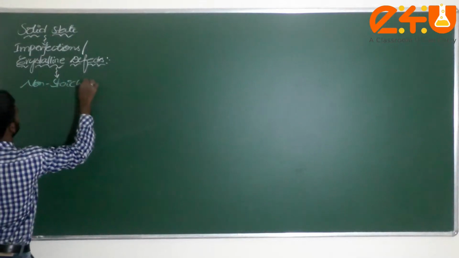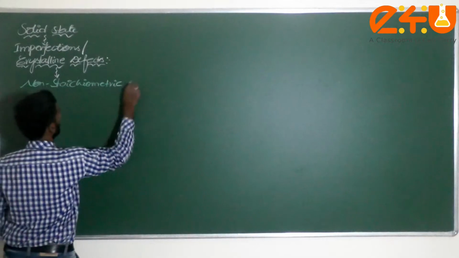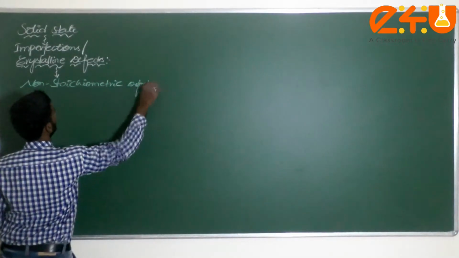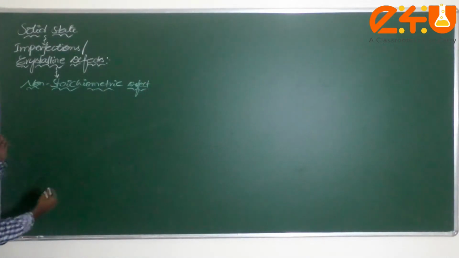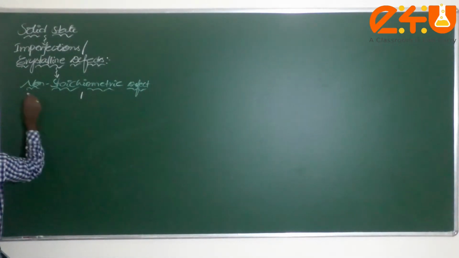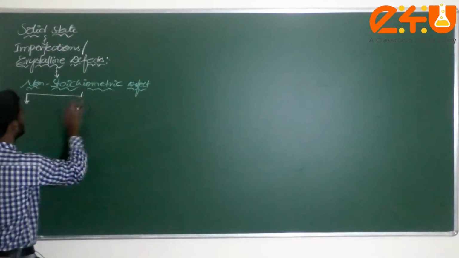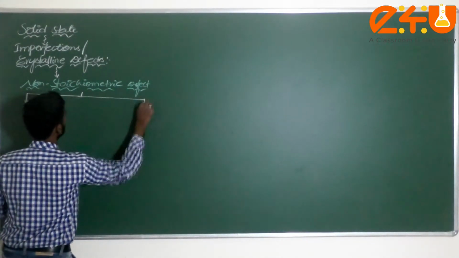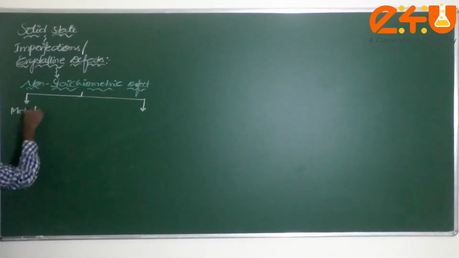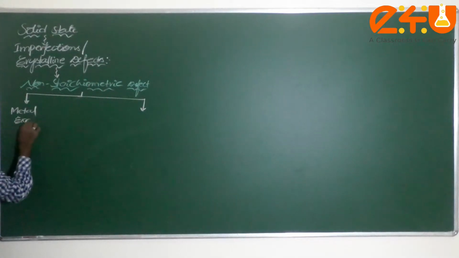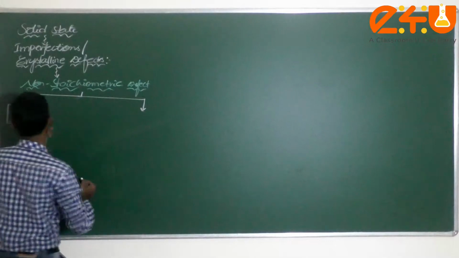non-stoichiometric defect. What is it, dear students? Non-stoichiometric defect. In this non-stoichiometric defect, we are going to classify it into three types. One is metal excess defect.